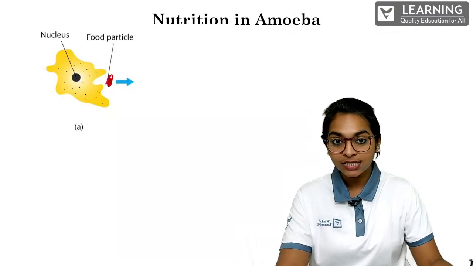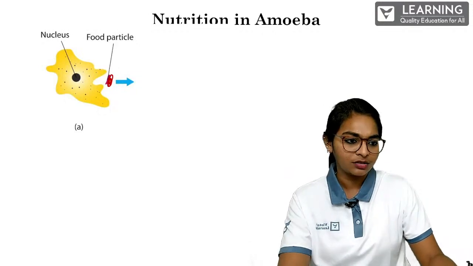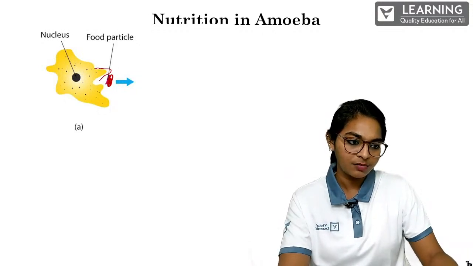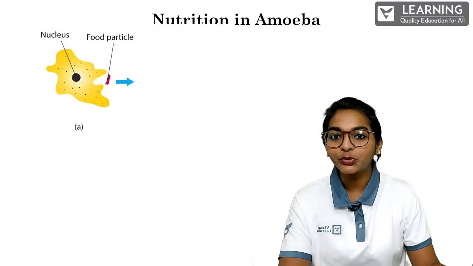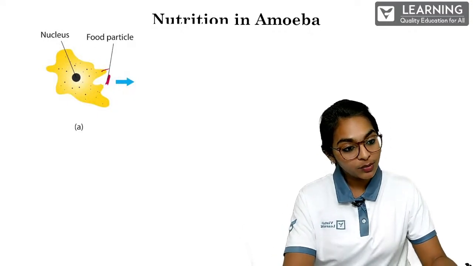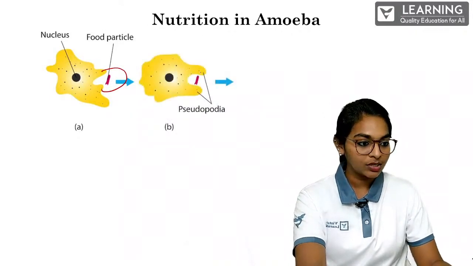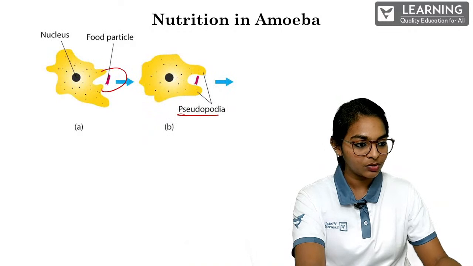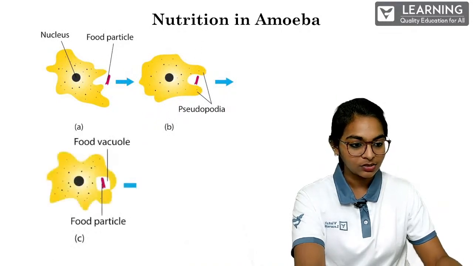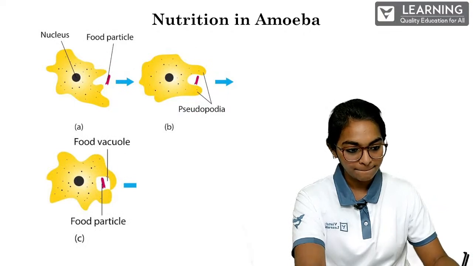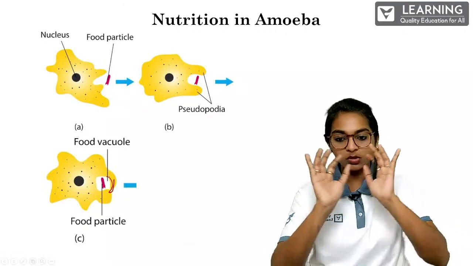As soon as it senses the foodstuff, it will protrude its cell membrane. It has a cell membrane, right? So this cell membrane will protrude, and that protrusion is called a pseudopodia, correct? This pseudopodia will come and envelop the food. Here, see the pseudopodia coming out, trying to encircle the food like this. Is it clear? So the third step here: the pseudopodia is just enveloping, enclosing the food.